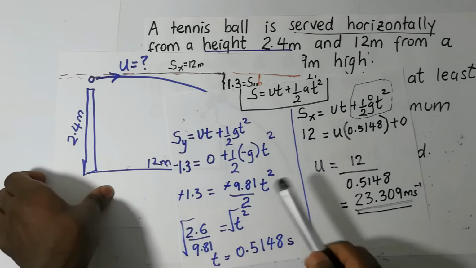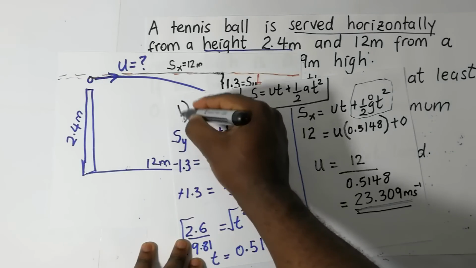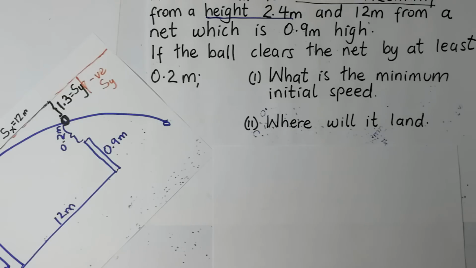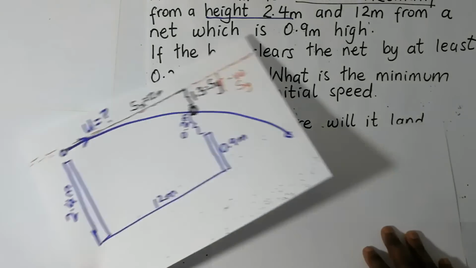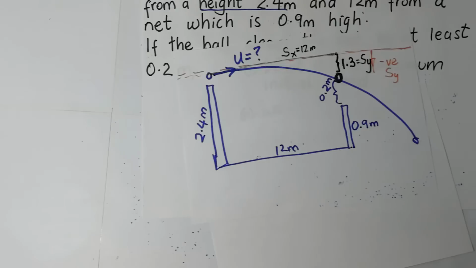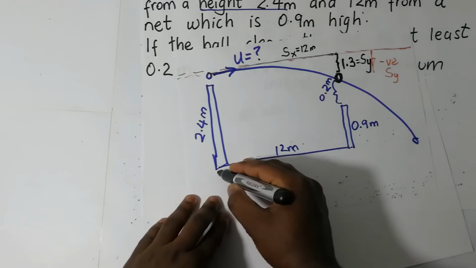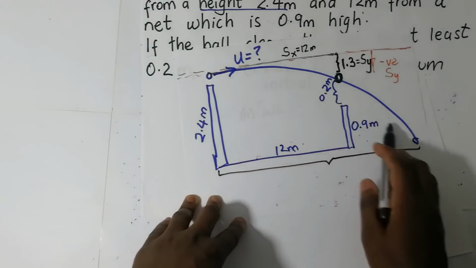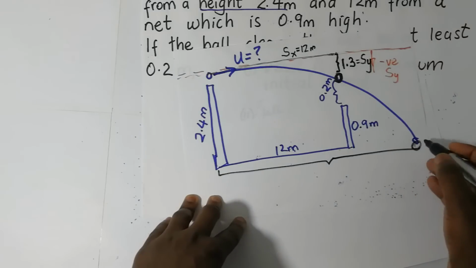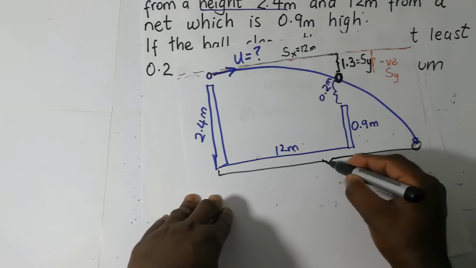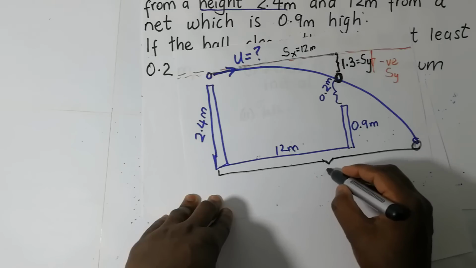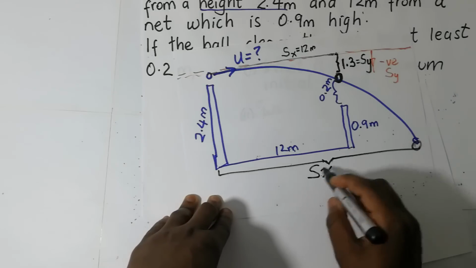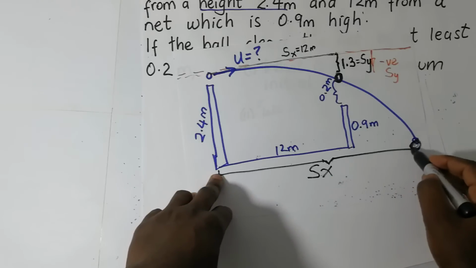So we've done Roman 1 of the question. Now let's get to Roman 2. Roman 2, where will it land? When they ask us where it will land, they're asking us to find this distance here, because once it clears this by 0.2, it is eventually going to land here. So where will it land? We want this distance. That's the displacement in the x direction. That's what we want.